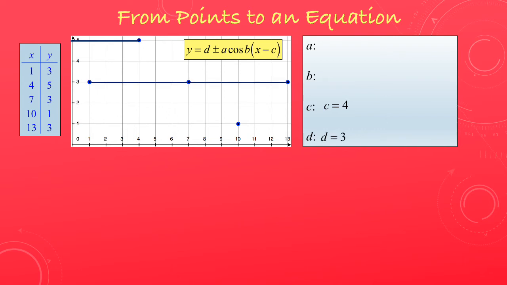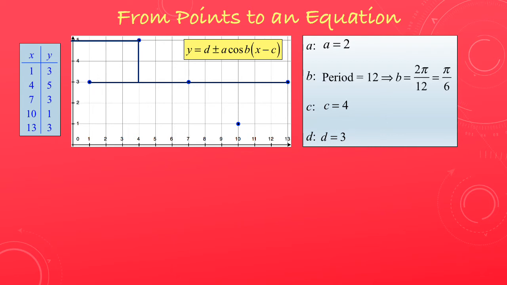Next, we will find the axis of symmetry, d. It is clear that it is y is equal to 3, but if you're not sure, it's high plus low divided by 2. 5 plus 1 is 6 divided by 2, which is 3. That makes d equal to 3. Next, we need the amplitude, which is a, the height of the curve above its axis of symmetry. This is clearly 2.